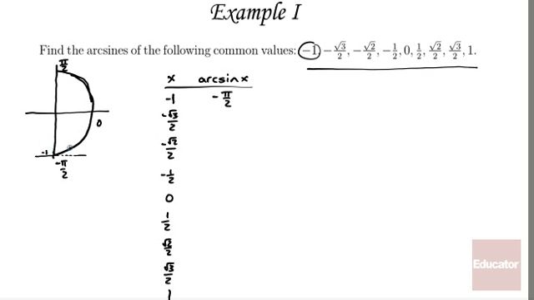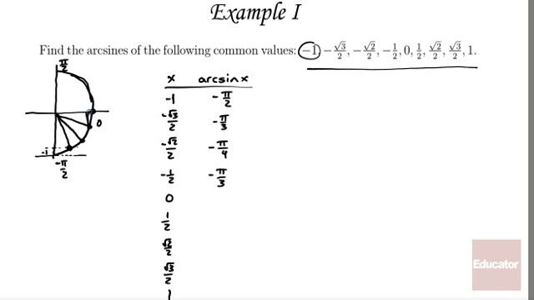-√3/2, that's an angle down there. So the angle that has sine of -√3/2 must be -pi/3. -√2/2, that's the one right there, so that's -pi/4. -1/2, the y-coordinate -1/2 is right there, that's -pi/6.